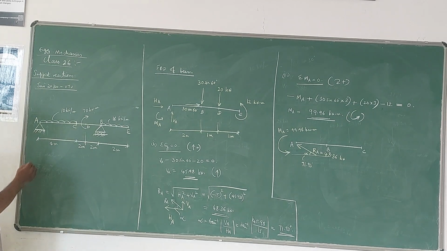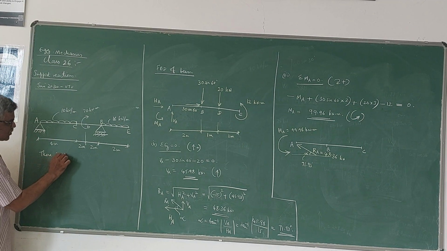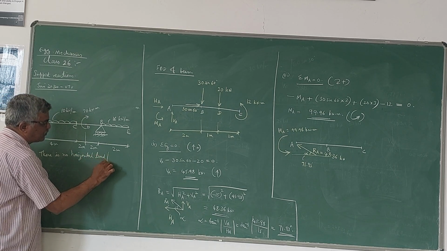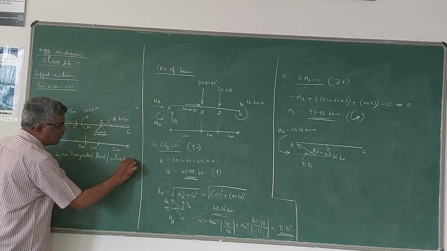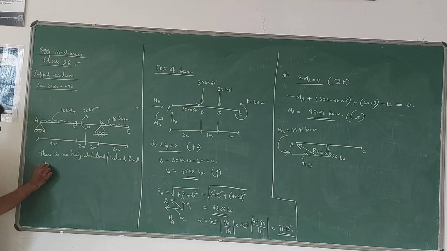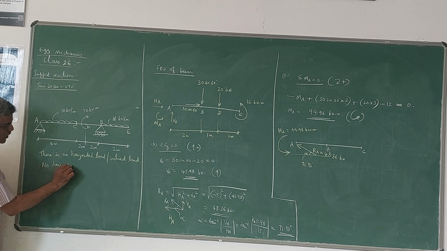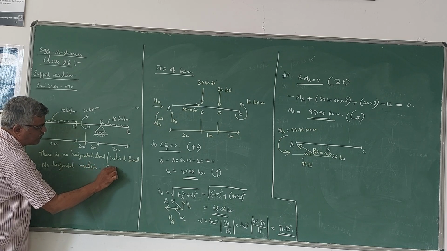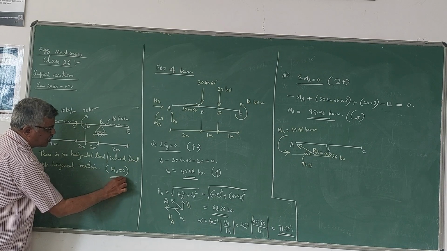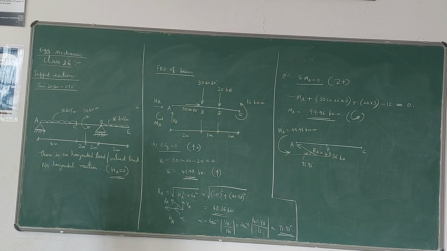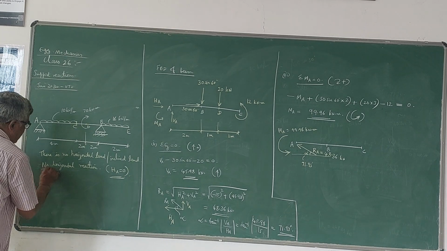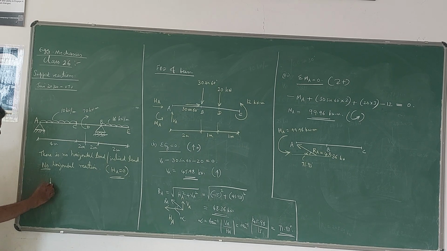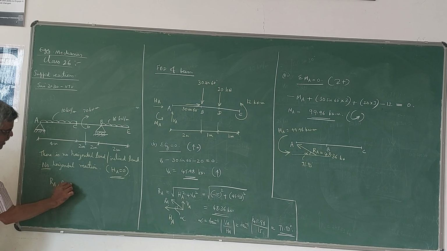Therefore, in this problem there is no horizontal load or inclined load, so there is no horizontal reaction. There is one important thing: even though A is a hinged support, the value of HA is 0 here because there is no horizontal load or inclined load. So one reaction is not there. We have only two reactions, RA and RB.